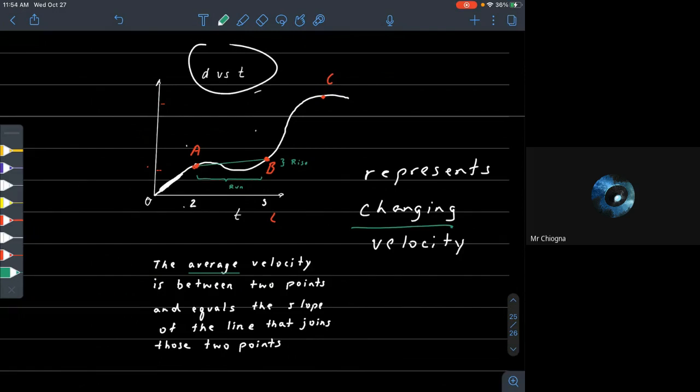Is there another average velocity here that you could calculate? Sure, instead of A and B, you could choose A and C. So you always need 2 points. Just calculate the rise over run, same as you did before. That's the average.